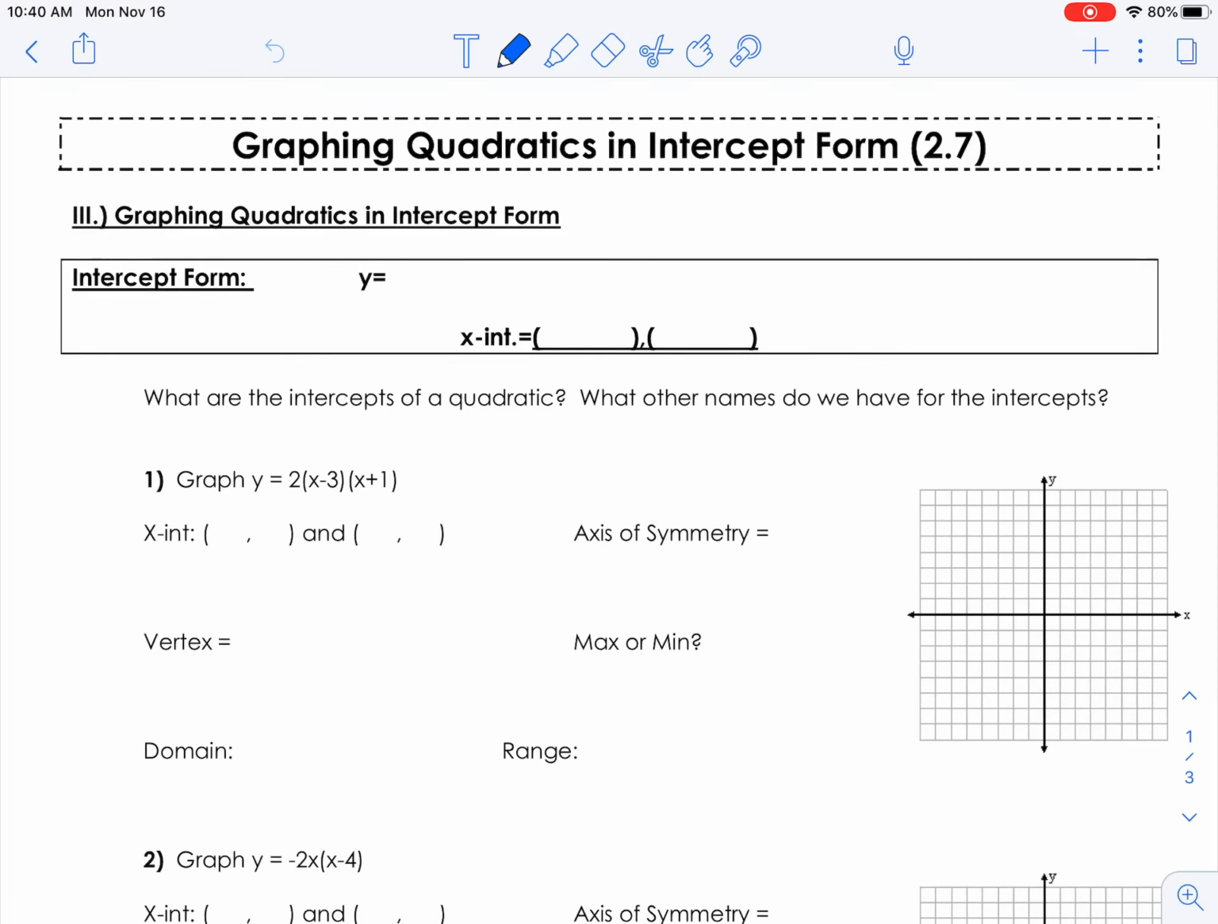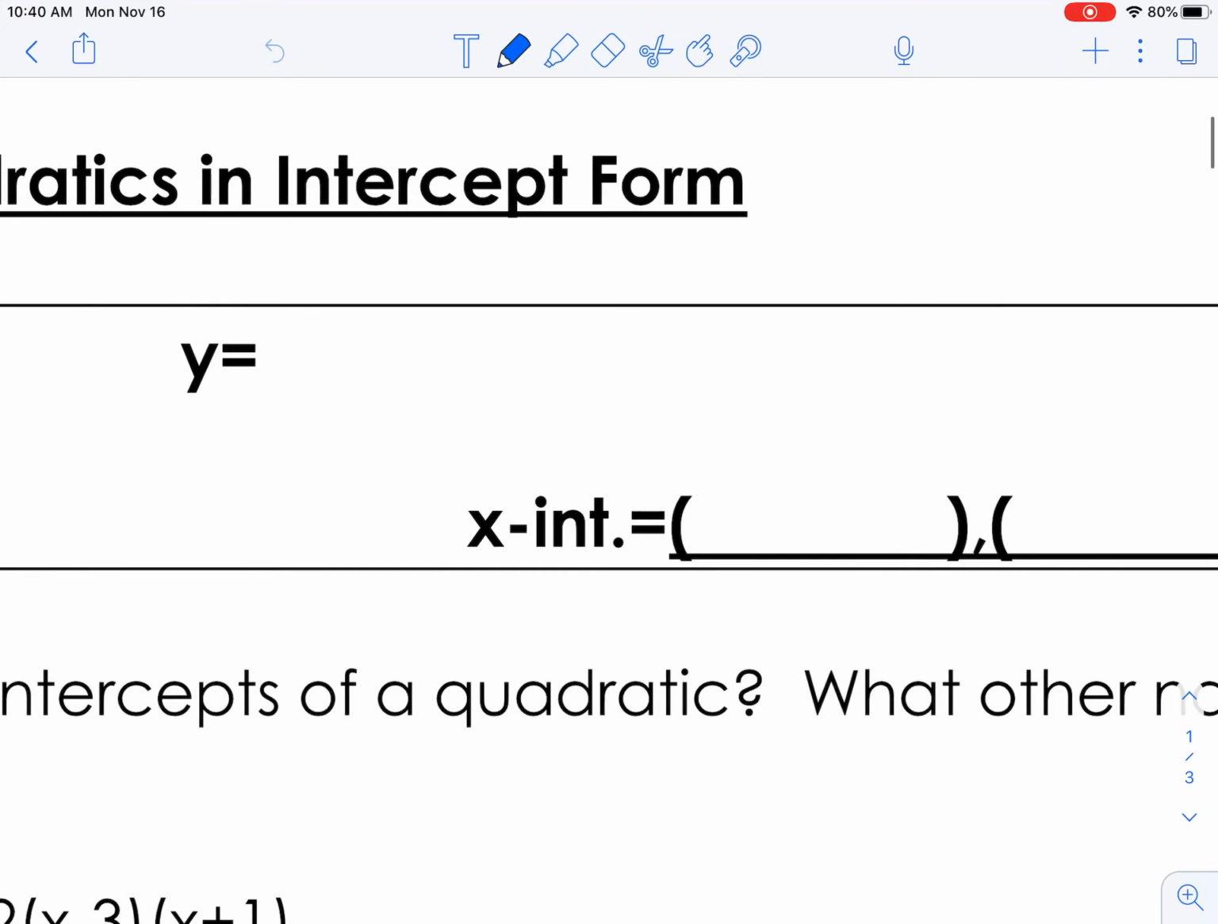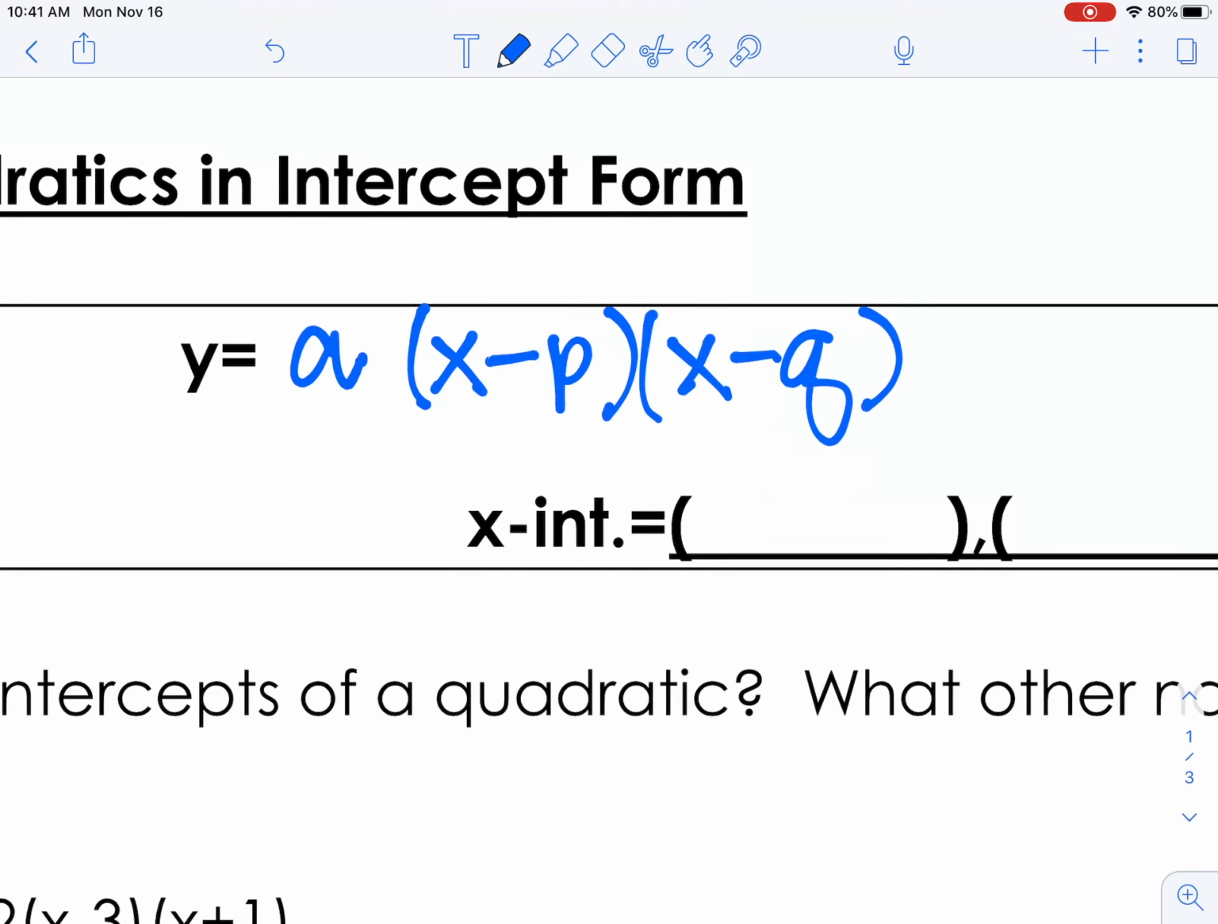Hi guys, today we'll be covering section 2.7. We're graphing again, but in this case we're graphing something called intercept form. Intercept form for a quadratic is basically factored form. It has the a value out in front, so that tells us if it's stretched, compressed, reflected, and then we have x minus p times x minus q, where p and q are your two x-intercepts.